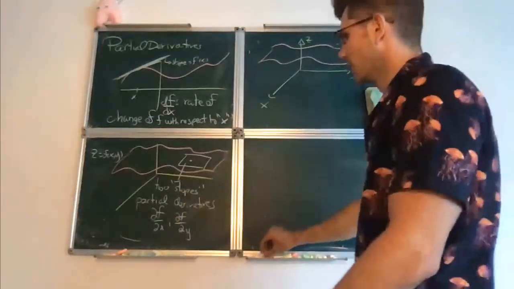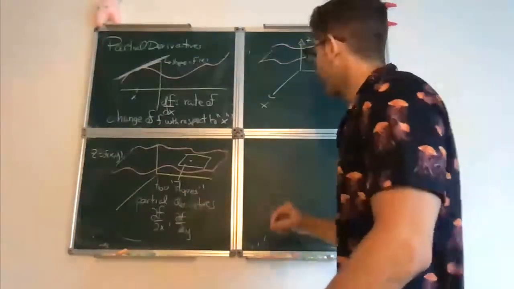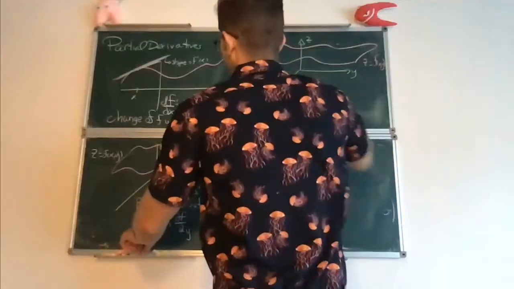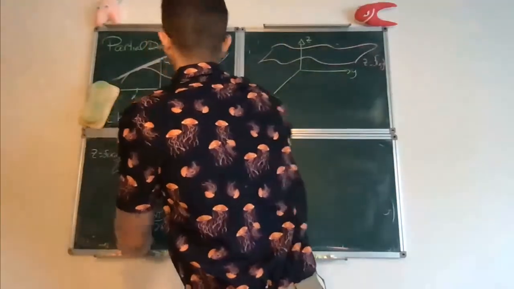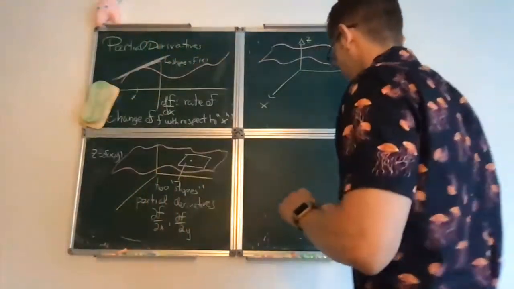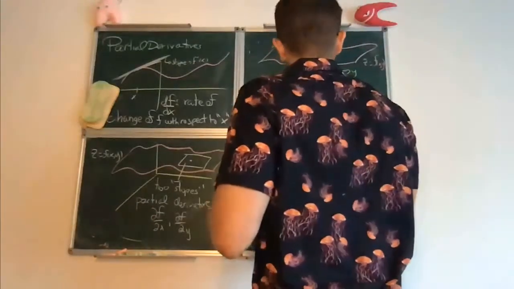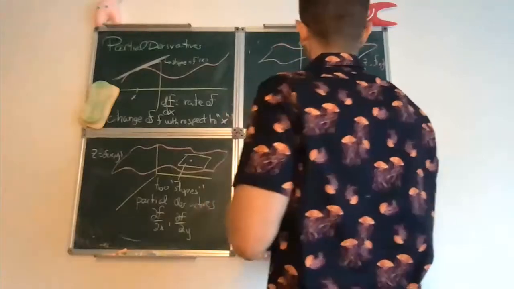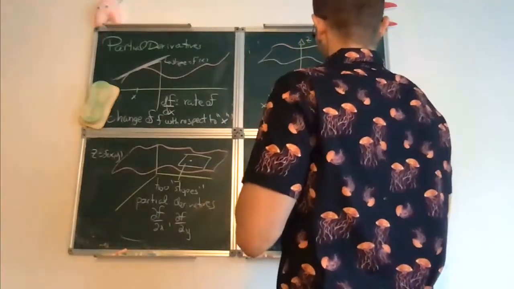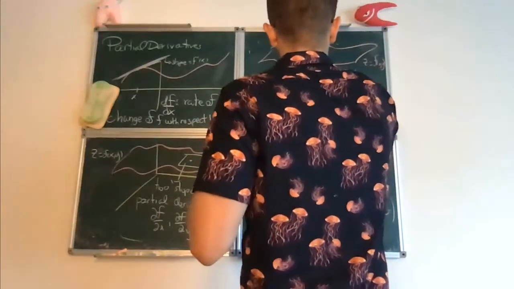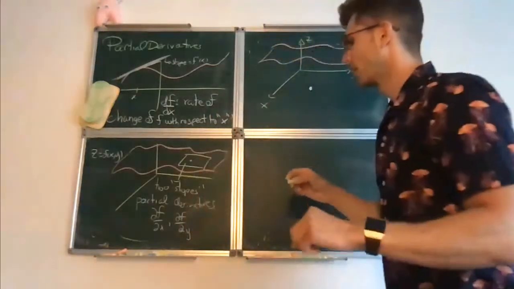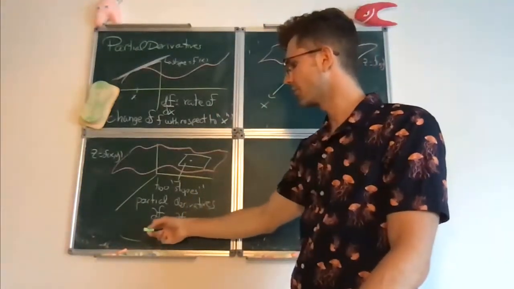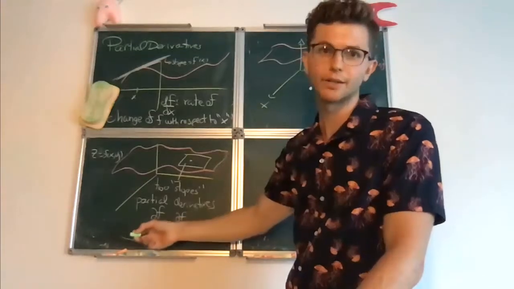And so, what do I mean by the partial derivative with respect to x? What I mean is the following. Imagine that, say, you choose a point here, right? And so, what this means is that you're going to take the derivative with respect to x.